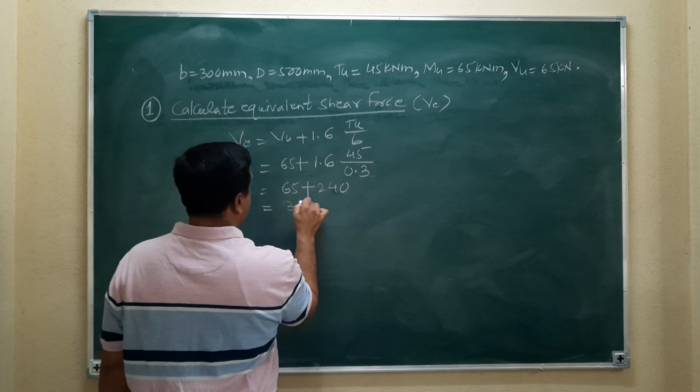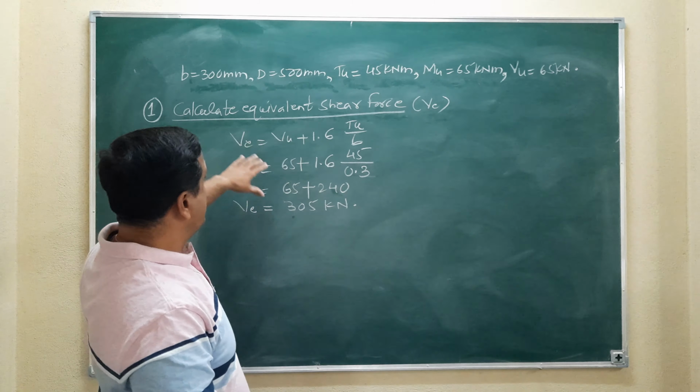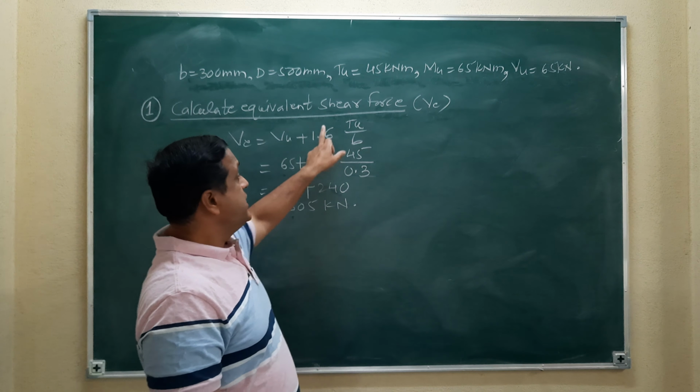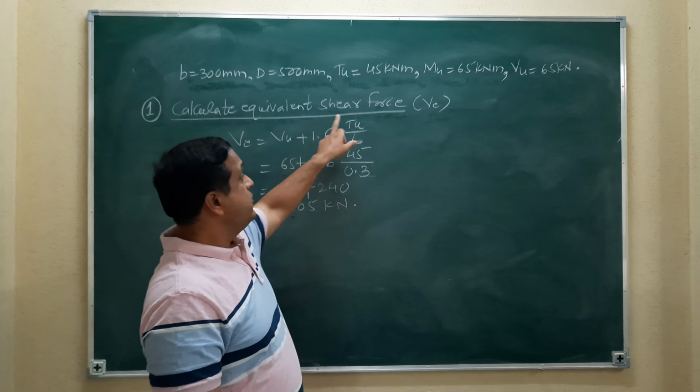The total ultimate shear force is 305 kN. Look at the effect of torsion. In normal condition, the beam is subjected to a shear force of only 65, and with the effect of the torsional moment, the shear force is 240 and it increases from 65 to 305. This is the effect of torsion on the beam that you have to consider for design purposes.